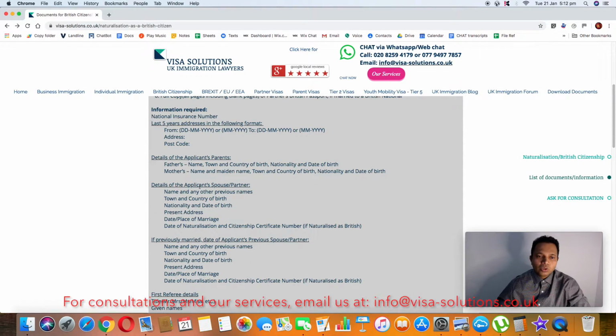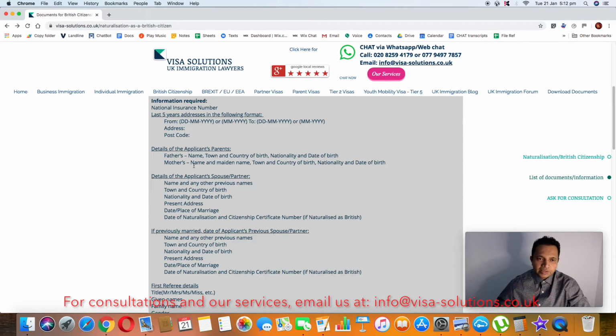Information required: this is all the information that you will have to fill up on the form. Your national insurance number, and last 5 years' addresses in the following format. If you don't know the exact date of moving in and out, you can put maybe the 1st or 30th of the month. Try to be accurate on the month if possible. So month and year is sufficient. You can just add the 1st of the month or 30th of the month or any other date, it doesn't matter much. They just want an approximate idea as to where you have been living.